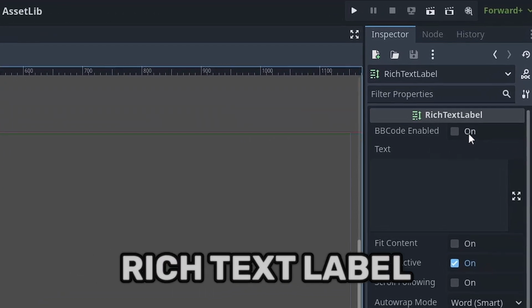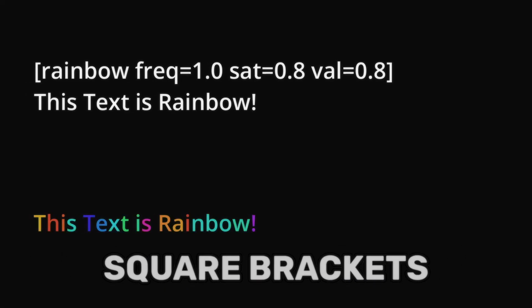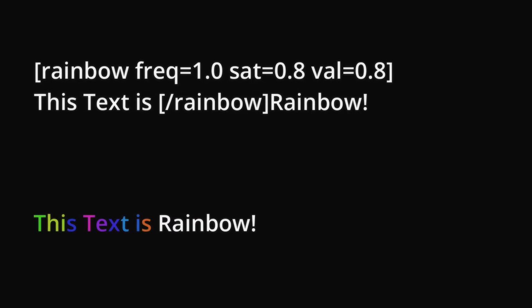In the rich text label, select BB Code enabled. Type the effect you want, add any properties within the square brackets. You can also add a slash version of the effect to dictate when it stops, or you could allow the effect to apply to all the text after it.